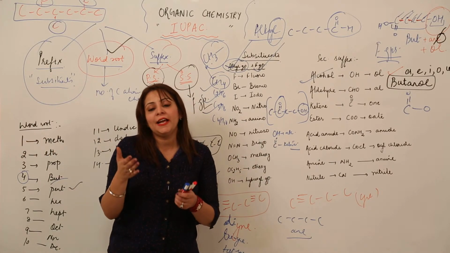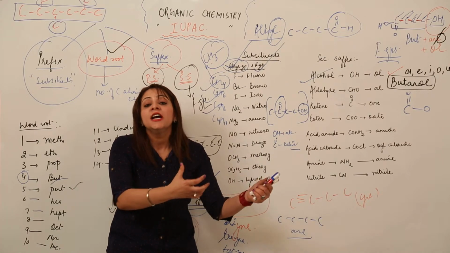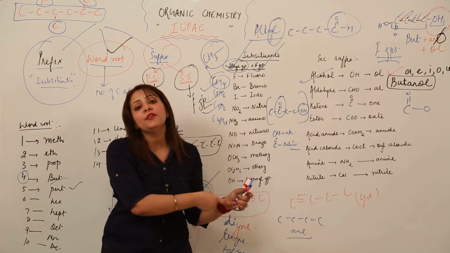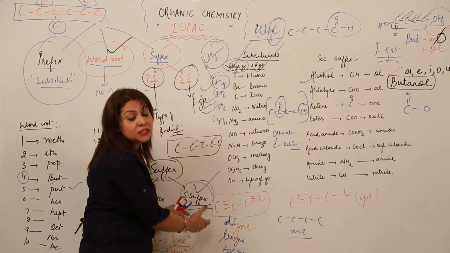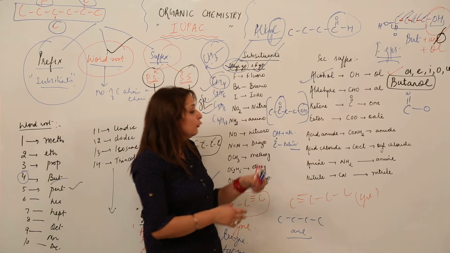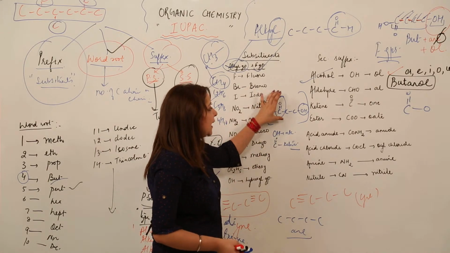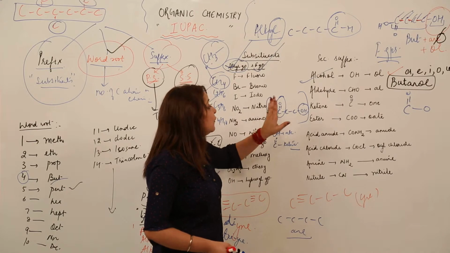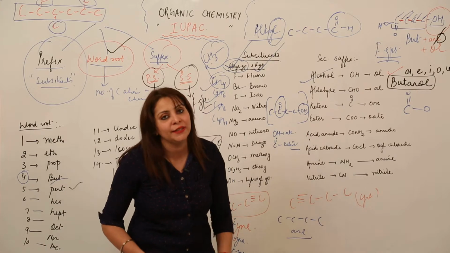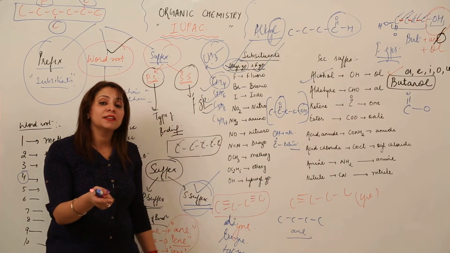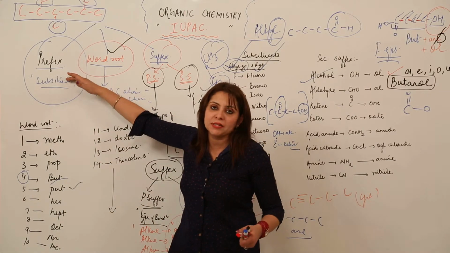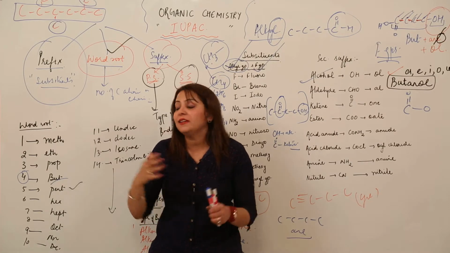So we have an order, and the group which falls first is given preference. That means it is considered as the parent functional group, and that parent functional group's suffix is used as the secondary suffix, and the other functional group is used as a substituent. For example, in this, the ketonic group is actually preferred over the hydroxyl group. So we are going to use the ketonic group for the suffix, and this OH is going to act as a substituent, right? That means we'll be using it under the prefix. So this is how we write the name of the compound.